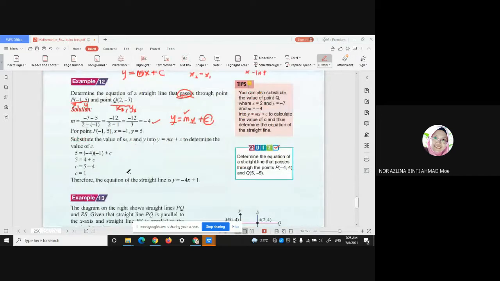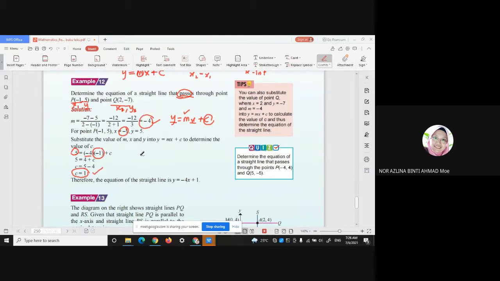Here we use point P, (-1, 5). X equal to negative 1, y equal to 5. So we substitute into the equation: 5 equals m, which is negative 4, times x, which is negative 1, plus c. We solve: c equal to 5 minus 4, c equal to 1.